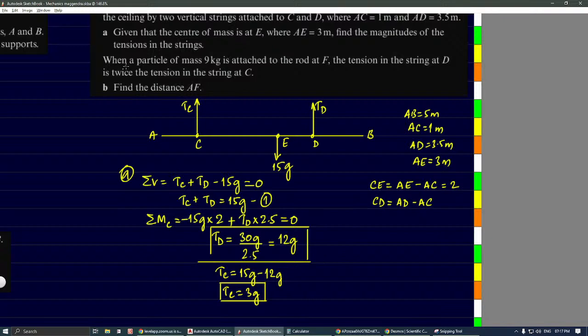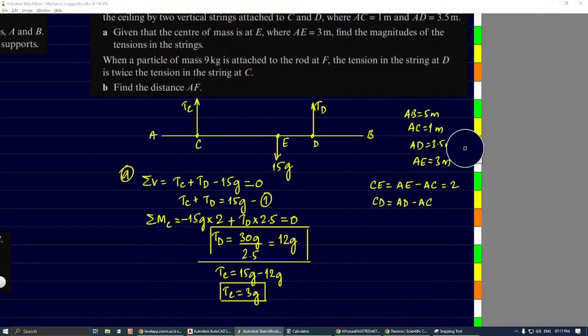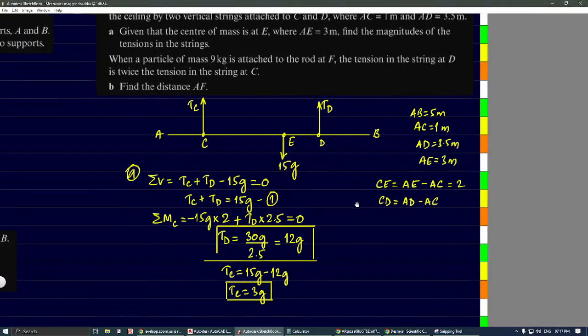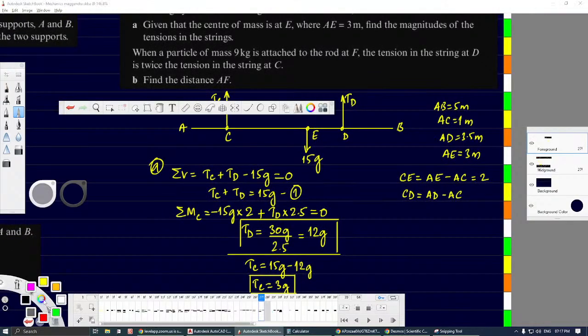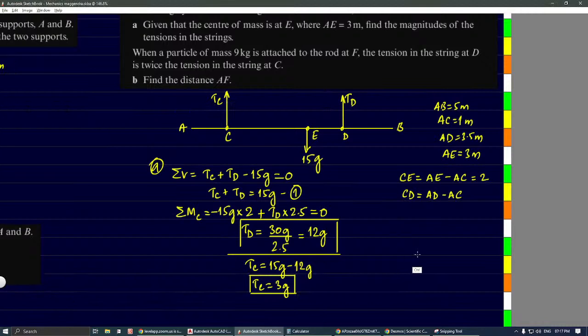Then B bit, when a particle of mass 9 kg is attached. So for B bit, let's take a different color, let's go with pink. Now, a mass of 9 kg is attached to the rod at F. The tension in the string at D is twice the tension in the string at C. So let us attach it here for now.